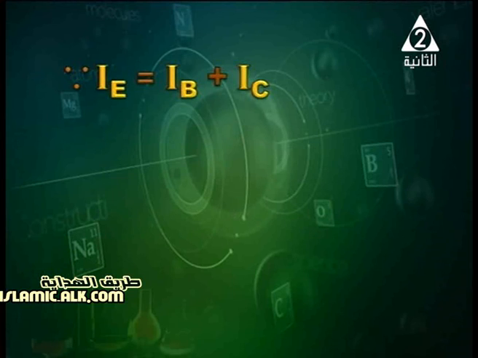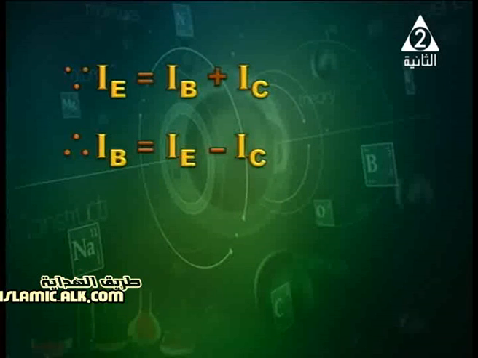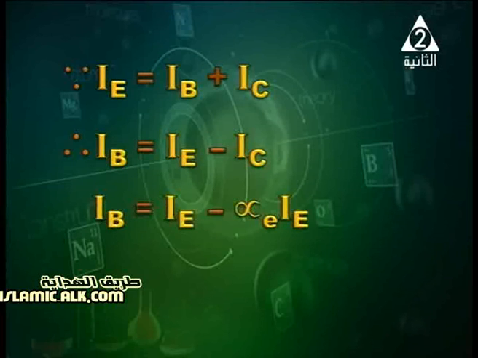Emitter current equals base current plus collector current. So, what about the base current? It's all easy. It is I emitter minus I collector. I collector equals alpha E times the emitter current. 90% of the emitter current will reach the collector. So collector current equals alpha E I emitter.